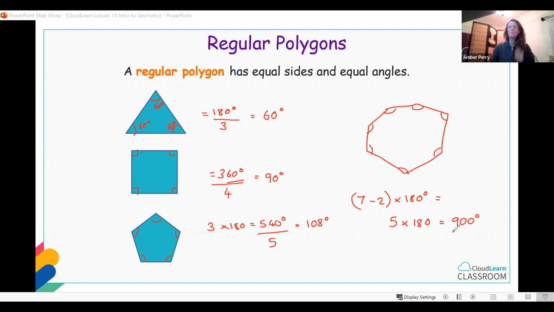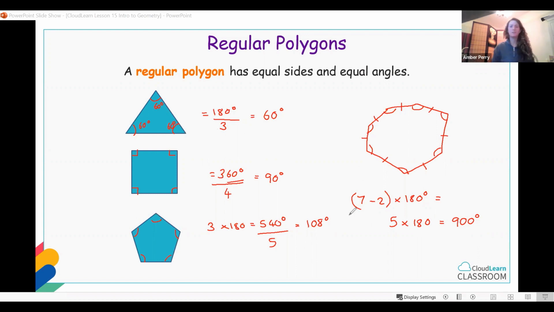Does anyone want to tell me what each individual angle, let's pretend this is regular, my really bad drawing there, I'm sorry about that, pretend that's a regular heptagon, 7-sided polygon. What would each individual angle be? Has anyone got their calculator on them that could do that maths for me? So they all add up to 900, and there's 7 of them.